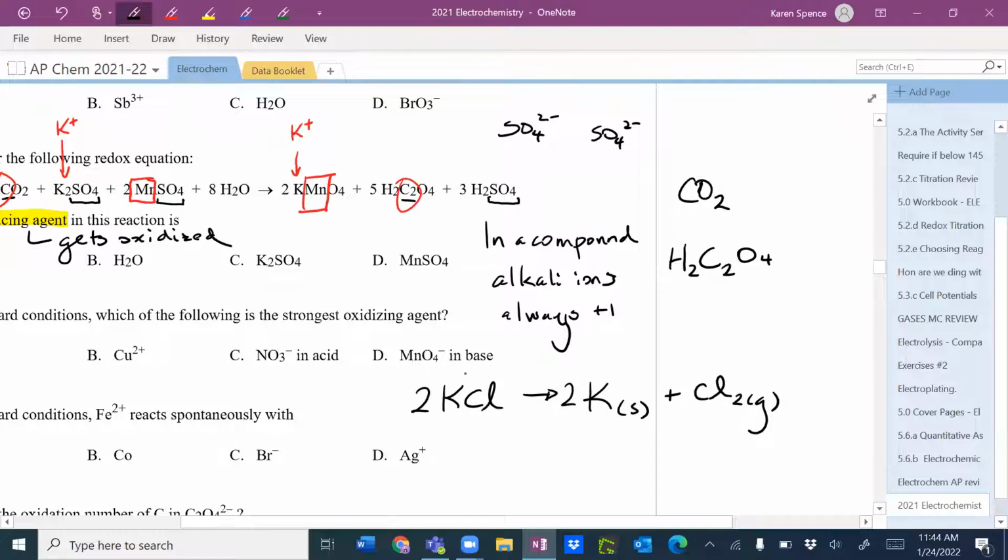Yes, because here K has a positive charge, chloride has a negative charge. Here K has a 0 charge and chlorine has a 0 charge. So unless you're doing either synthesis or decomposition with an alkali ion, they are not going to be undergoing oxidation or reduction. Okay, because within a compound, they will always just be +1.